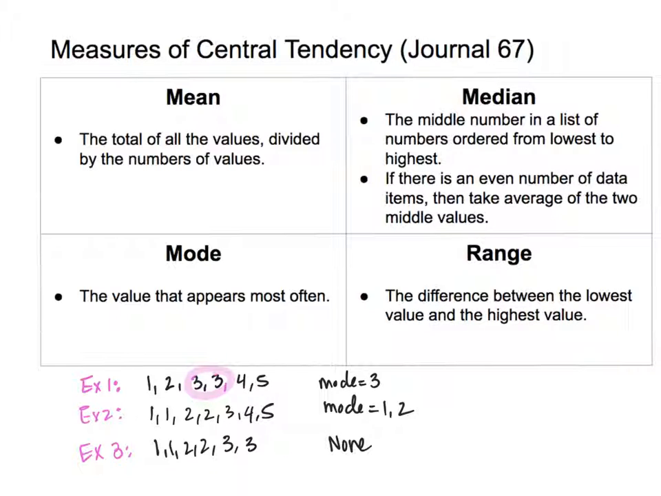So whenever the frequencies are all the same among your string of numbers, well, then there isn't going to be a mode. All right, so I hope that gives you a better idea of how you can find your mode.